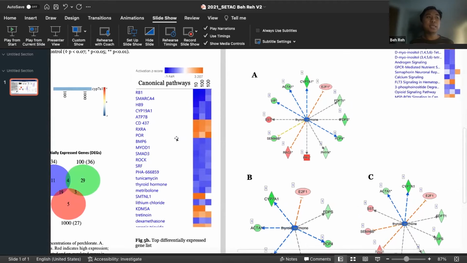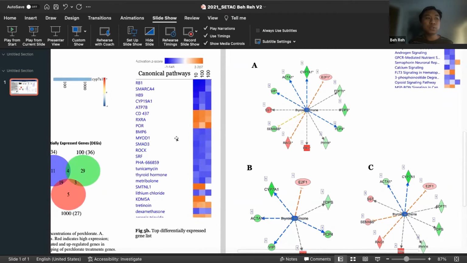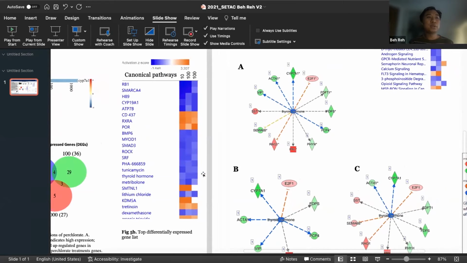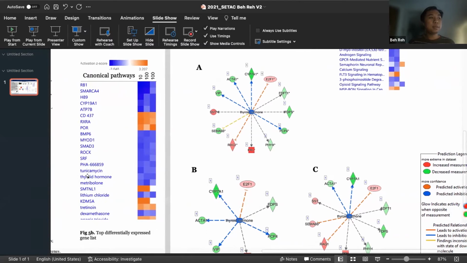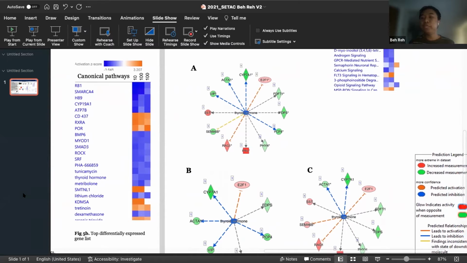And then perchlorate, as I encountered in various articles related to perchlorate, is known to decrease thyroid hormone. So we wanted to confirm if perchlorate does decrease thyroid hormone, and we did find evidence and confirm that perchlorate does decrease thyroid hormone, as shown in our IPA analysis of our RNA sequencing. The RNA sequencing showed the gene expression, or transcriptome activity, or gene level when compared to control.